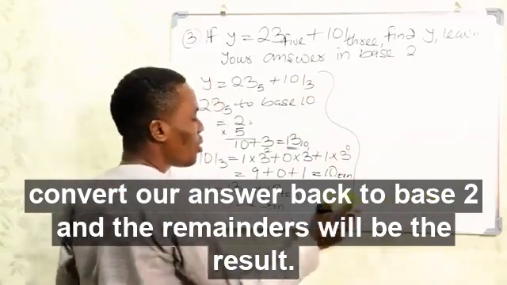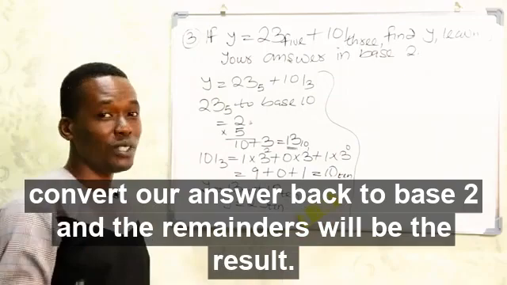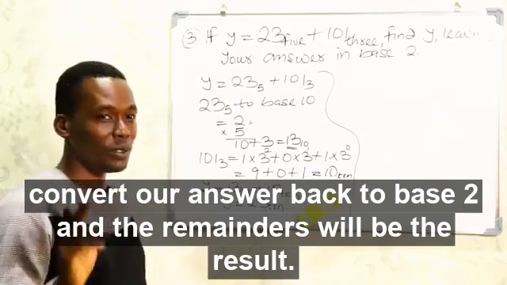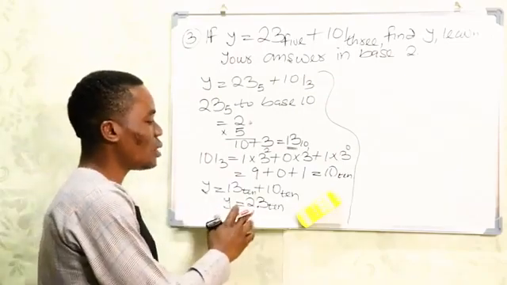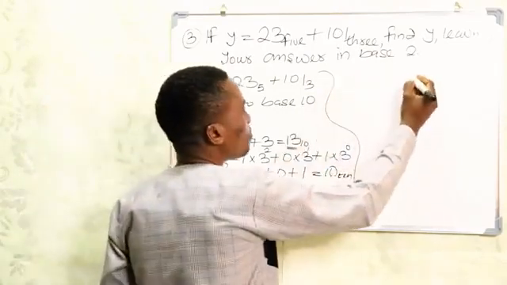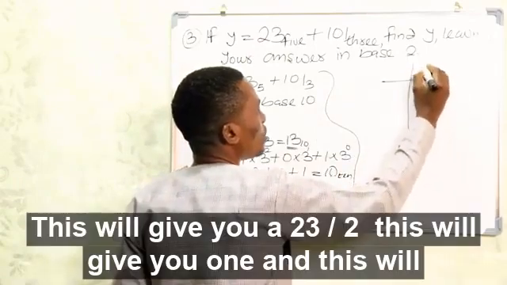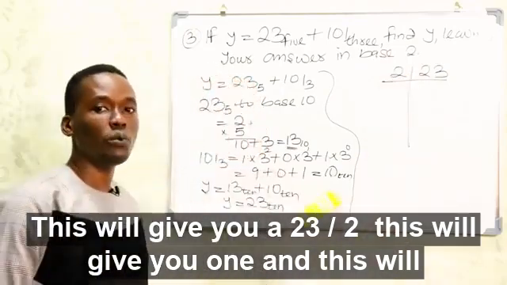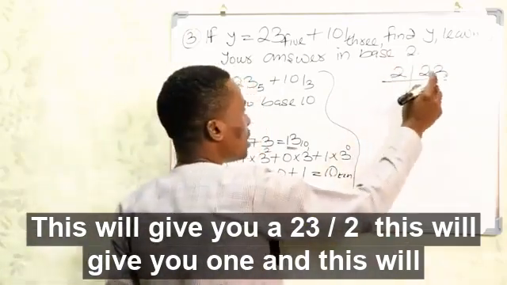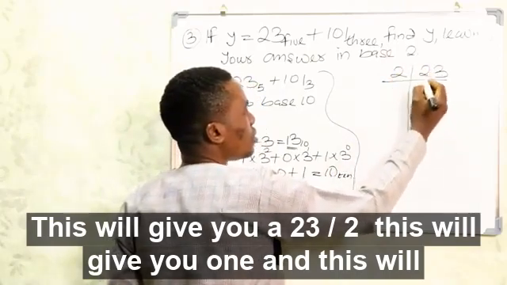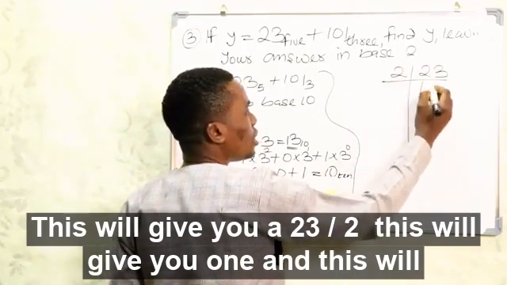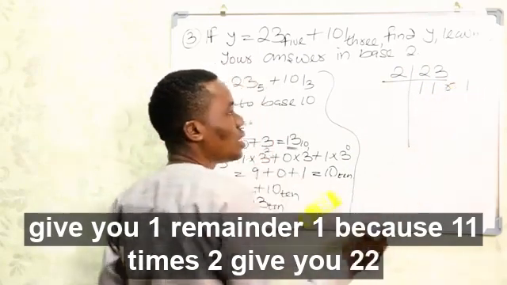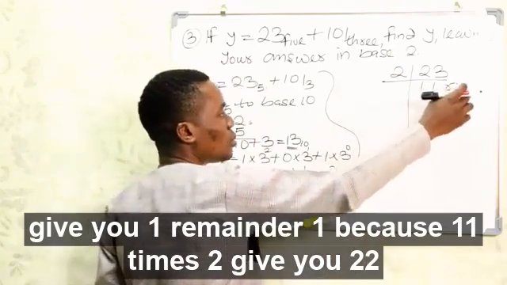Now we are going to use this long division method, whereby after division, we will be able to look at the remainders, and the remainders will be the result. Now let's go. We are converting 23 base 10 back to base 2. This will give you 23, and we are dividing it by 2. That is the base in which we are converting to. 23 divided by 2 will give you 11, and remainder what? 1. Because 11 times 2 will give you 22, remainder 1.